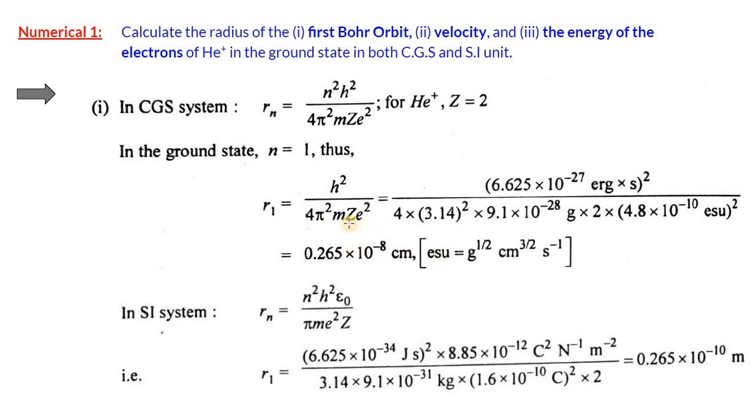And here you know that for the helium system, the number of protons will be 2. So Z equals 2. So don't forget to put Z equals 2. So after we get this value, there are some equations.